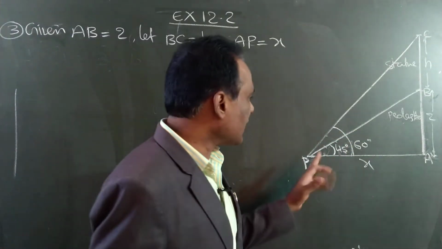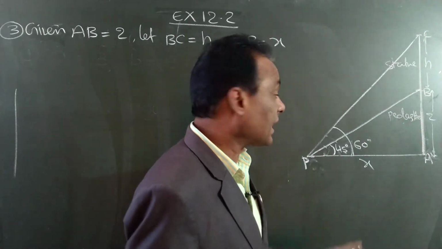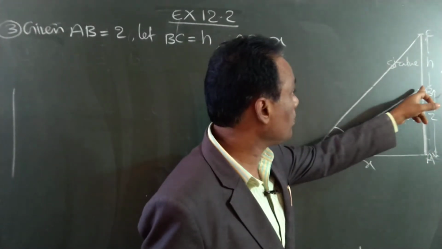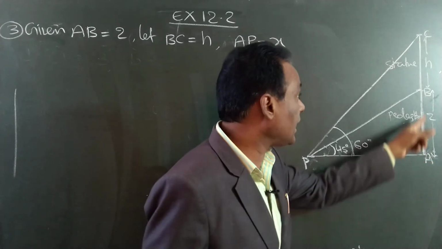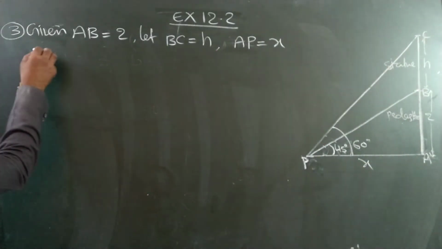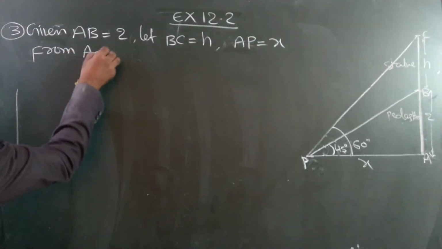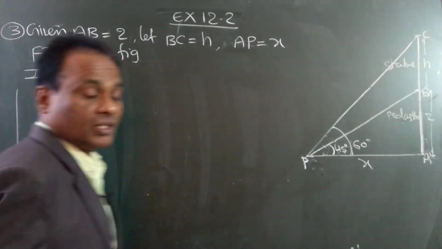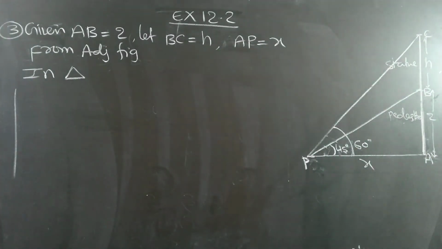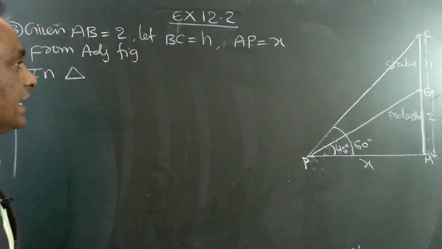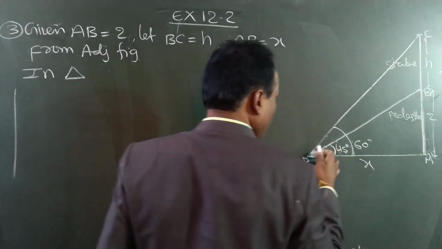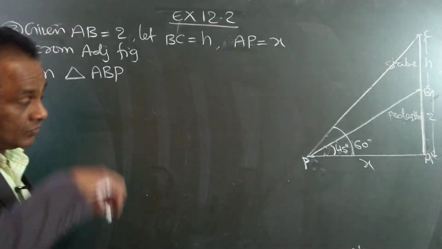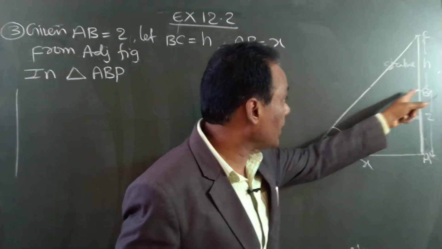Now, see, I am taking the smaller triangle first. What is the smaller triangle? ABP. Smaller triangle ABP. From the adjacent figure, don't write. Students, don't write, all of you look here. Smaller right angle triangle ABP.